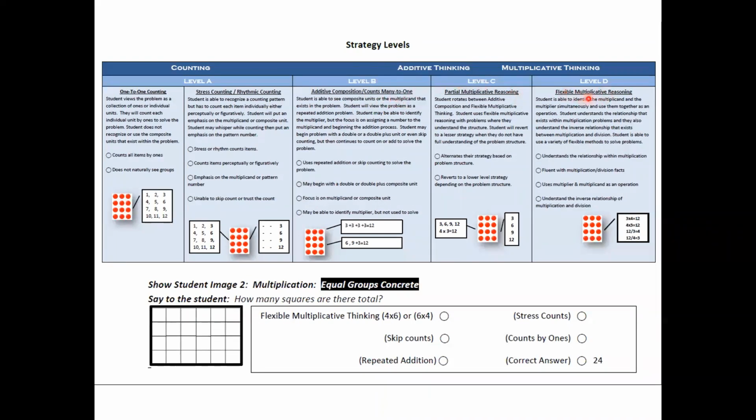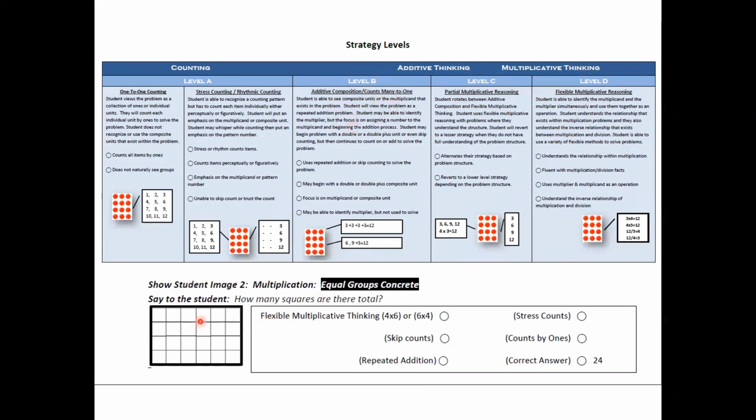Level D is flexible multiplicative reasoning, which is when students are using math facts connected to multiplicative situations. And then level C means that they rotate. They may do some problems at level D. They may drop back and use additive composition or counts many to one. Okay. And so now we're going to go through this.